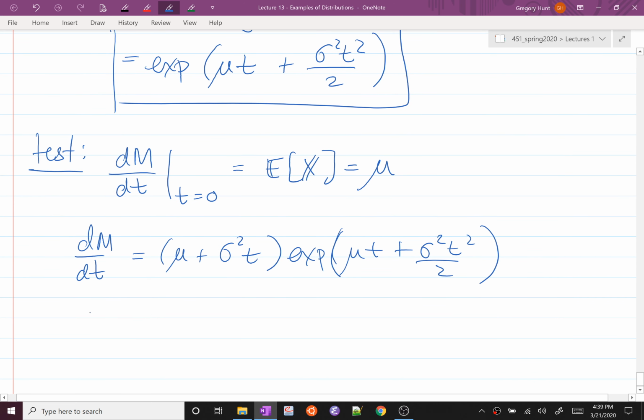And so dm dt, evaluate that at t equals 0. This whole thing goes to 1. This thing goes to 0. All that's left over in that is mu.